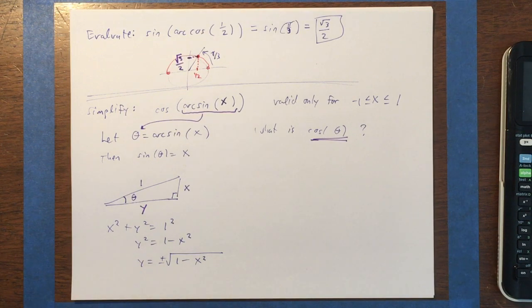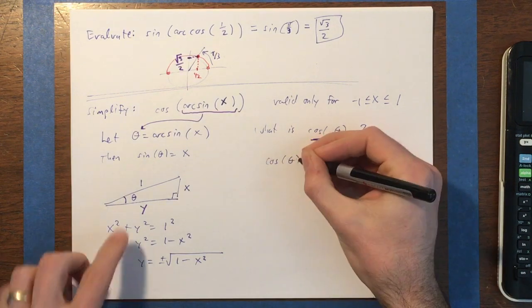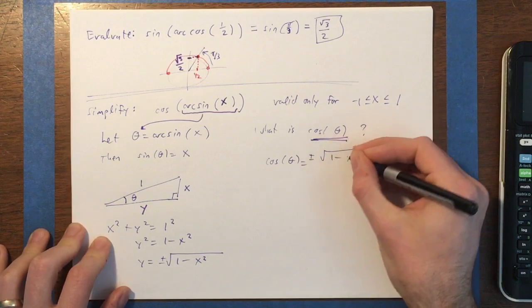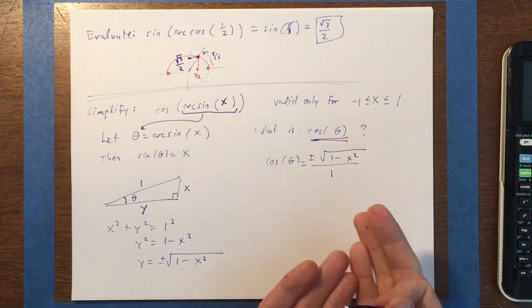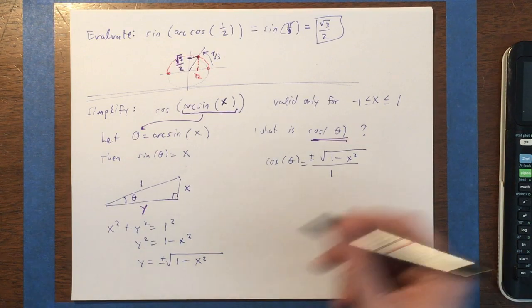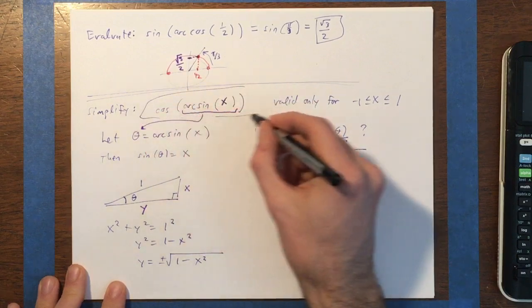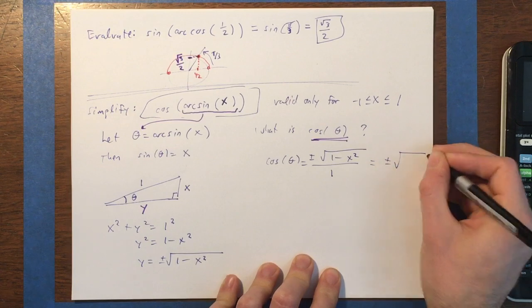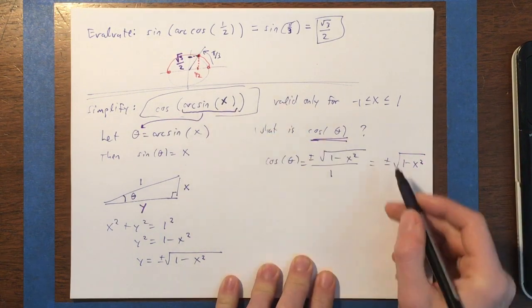So now cosine of theta is going to be adjacent over hypotenuse, which is going to be this plus or minus square root of 1 minus x squared over 1, right? So I've pretty much got what cosine of theta is going to be. And so that means that this expression I started with simplifies to plus or minus the square root of 1 minus x squared. The divided by 1 doesn't need to be there. This simplifies to this.